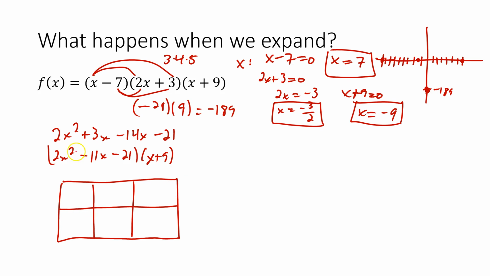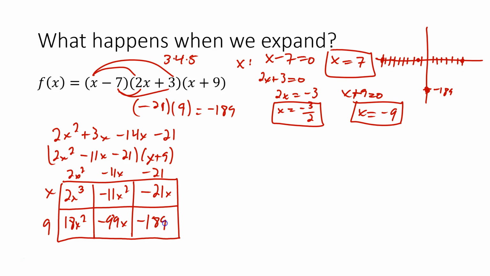Here we go. All right, so we have 2x squared minus 11x minus 21, and we're multiplying by x plus 9. 2x squared times x is 2x cubed. Negative 11x times x is negative 11x squared. Then we have negative 21x. Over here we got 18x squared. Then we have negative 99x. And then our last number here is negative 189. Combining our like terms: 2x cubed plus 7x squared minus 120x, and then minus 189.